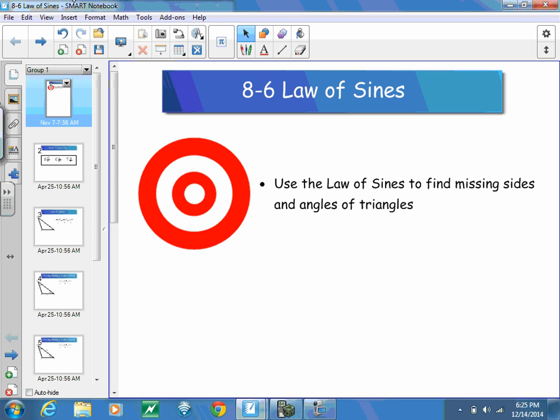Now that we know how to find missing sides and angles of right triangles, we're going to look at how do we find missing sides and angles of non-right triangles. So we're going to be starting out today by using the formula of law of sines to find our missing sides and our missing angles.